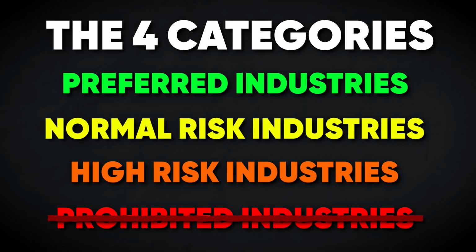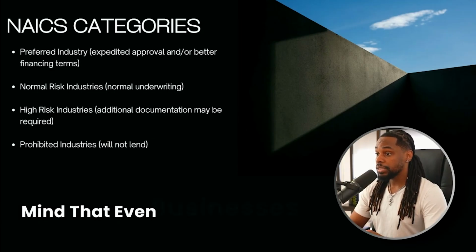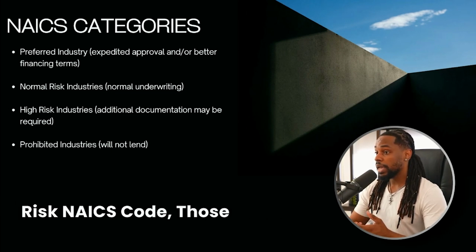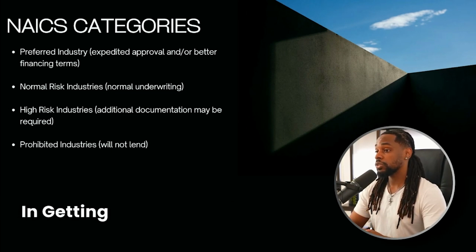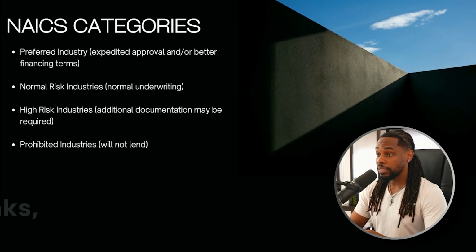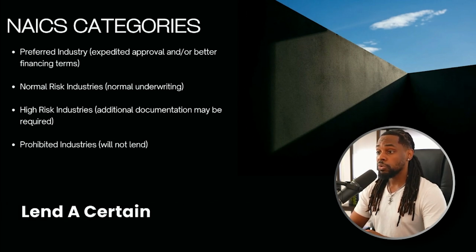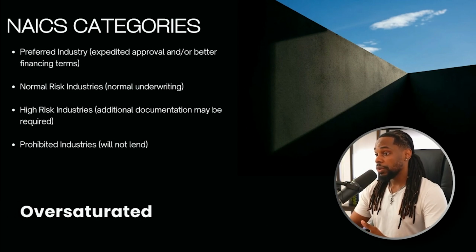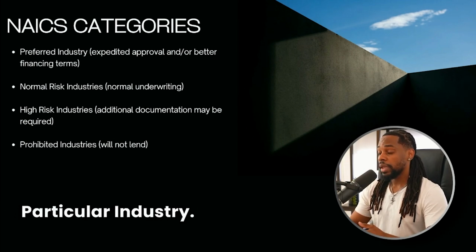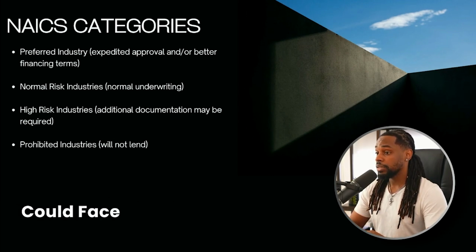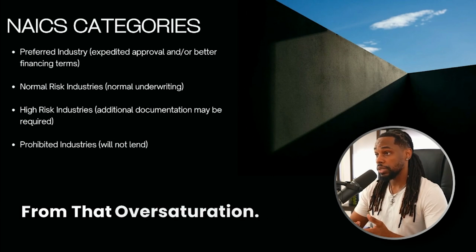You'll also want to keep in mind that even businesses in what may be considered a low risk NAICS code may face hurdles in getting certain types of funding. Some lenders, especially traditional lenders like banks, may only be able to lend a certain total amount within a particular industry. Otherwise, they may become oversaturated in one particular industry. And if that industry faces severe financial challenges, that financial institution could face significant losses from that oversaturation.